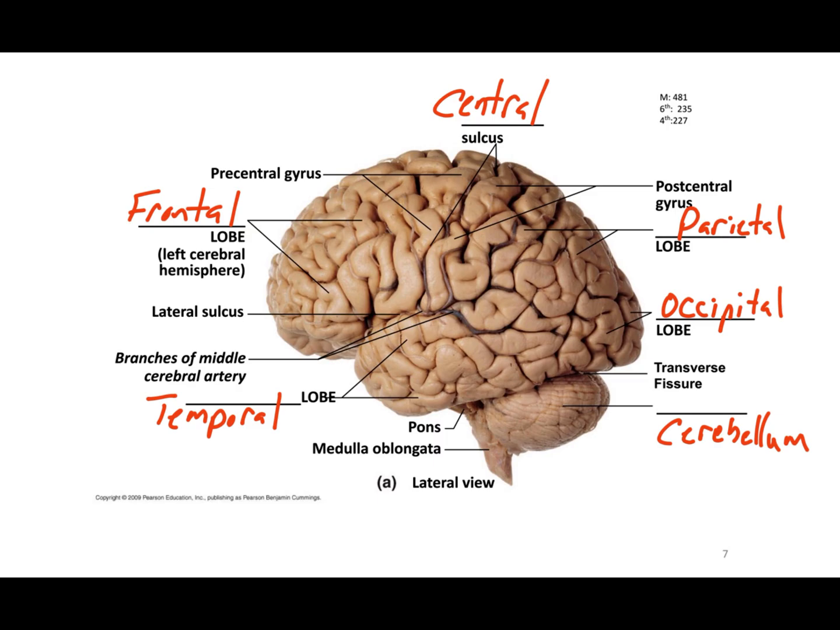All right, so you may have to pause this to get all the labels down, but I wanted to show you some of the major landmarks in it. And again, we're going to label these when we do the sheep brain. Let's look at the lobes first, right? So we're going to start with those.